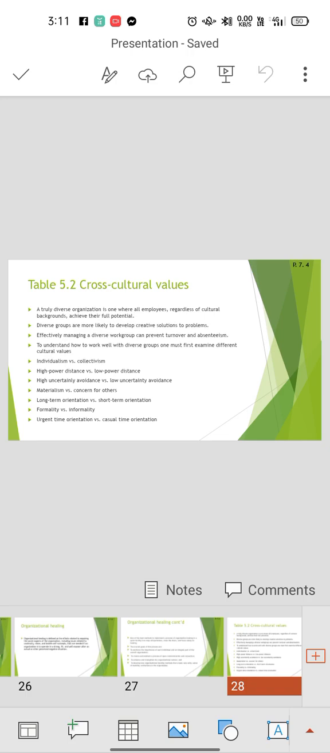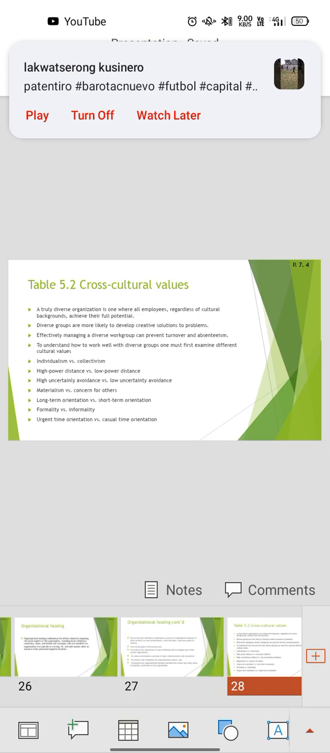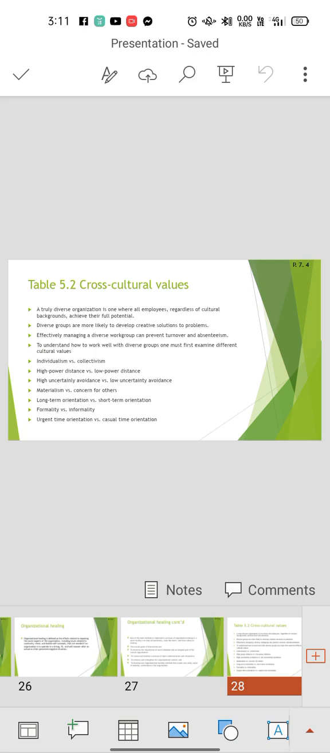Table 5.2, Cross-Cultural Values. A truly diverse organization is one where all employees, regardless of cultural backgrounds, achieve their full potential. Diverse groups are more likely to develop creative solutions to problems. Effectively managing a diverse work group can prevent turnover and absenteeism. To understand how to work well with a diverse group, one must first examine different cultural values.